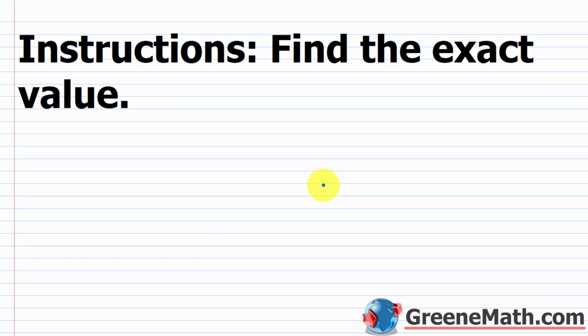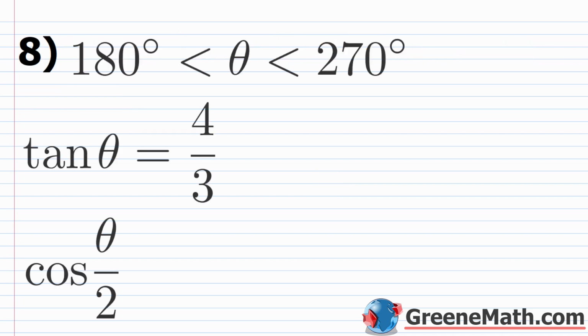All right, for the next few problems, the instructions tell us to find the exact value. So for problem 8, we're told that theta is greater than 180 degrees and less than 270 degrees.